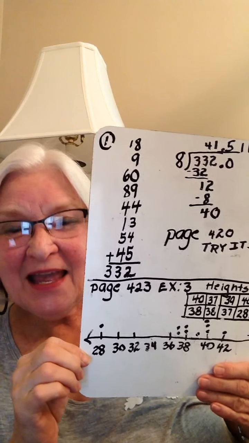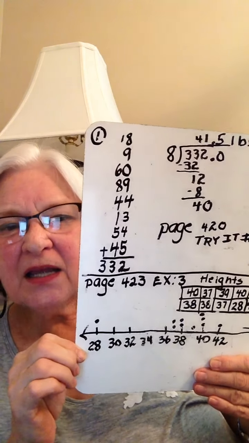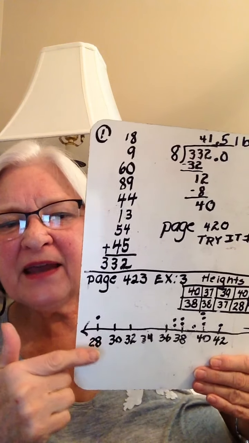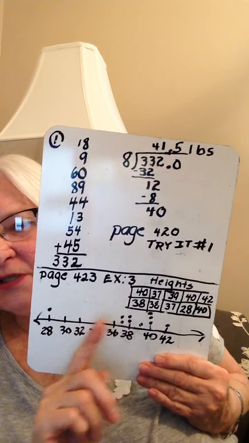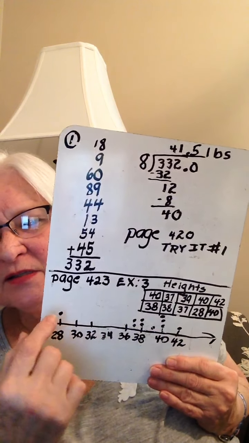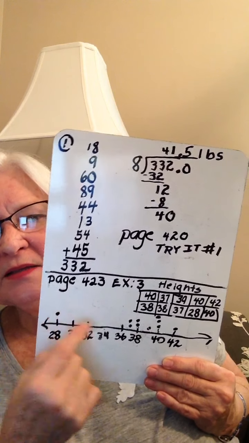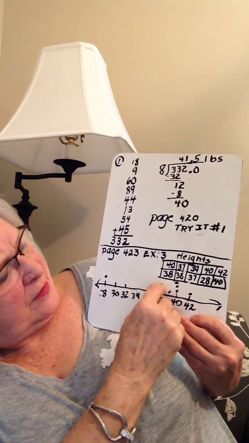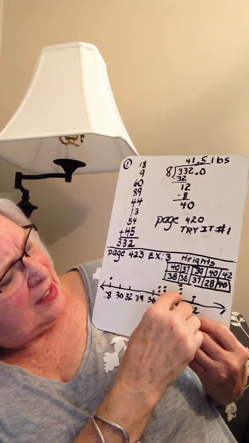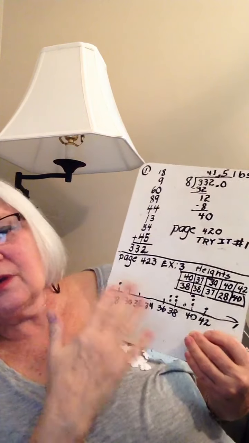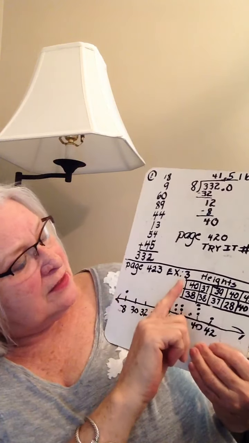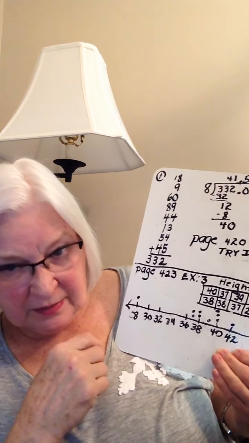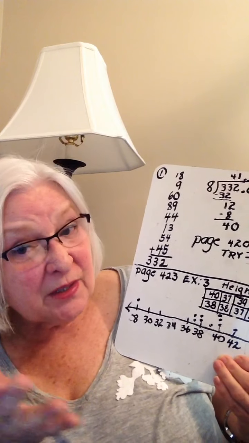How about you stop the video and see if you can find the answer to the mean with the outlier. That means you're going to add up all of these: 28 and 37 and 37 and 38 and 38 and 39, 40, 40, 40, and 42. You're going to add them all up. And then since there are 2, 4, 6, 8, 10 numbers, you're going to divide by 10 to find the mean. Next, you're going to do it again.